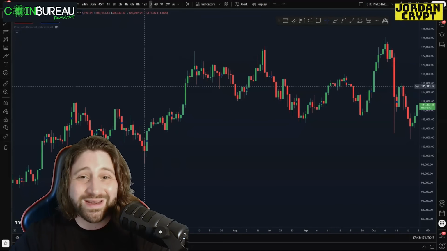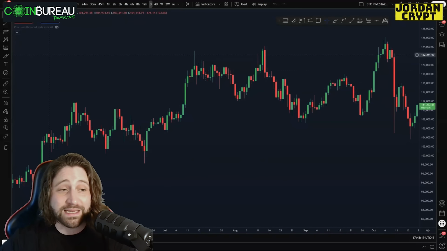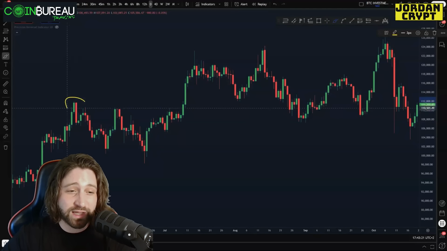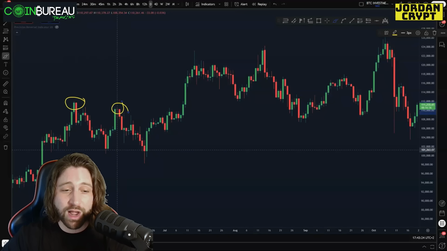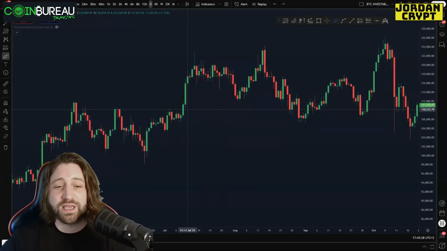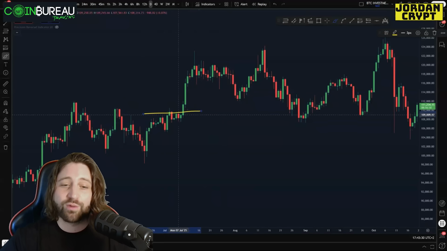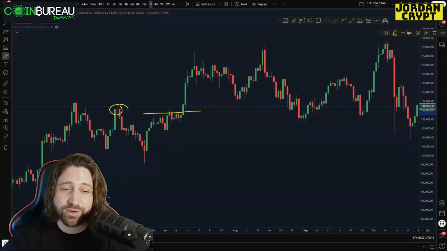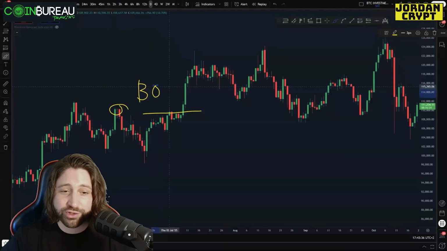So here on recent price action for Bitcoin on the daily time frame, we can clearly see that price is making lower highs and lower lows. Then we can also very clearly see the point on the chart where price broke the previous high. This is your break of structure.